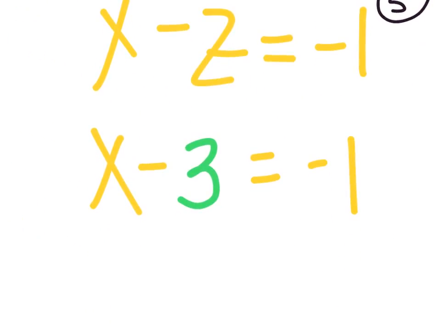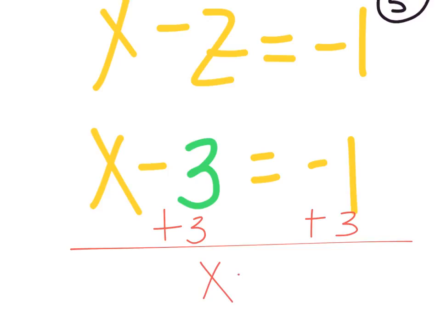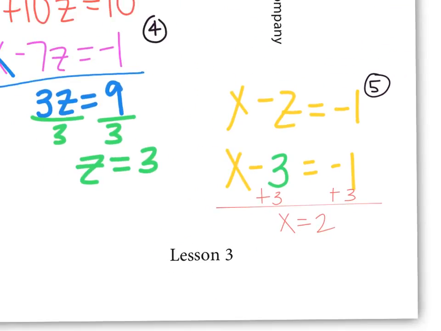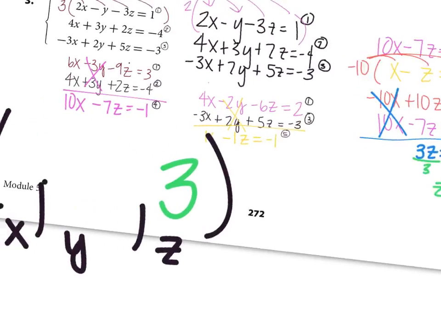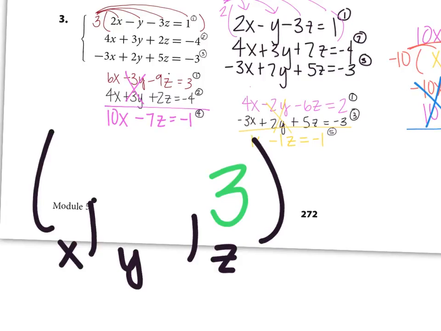So what do you do to get x by itself here? Add 3. So I'm going to add 3 to both sides. And I get x equals, what is -1 plus 3? 2. So that's my x value. So now I know my x value of my problem. So I know x, I know z, and I still need y.